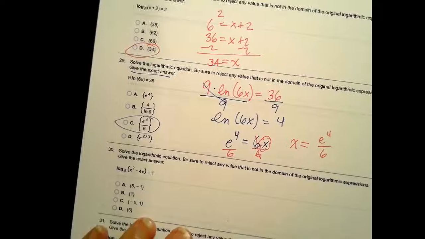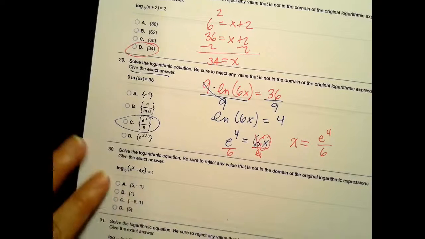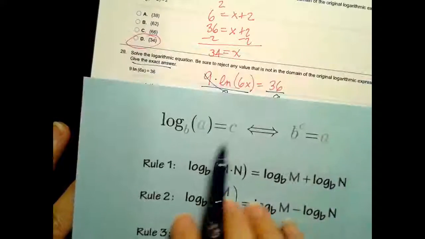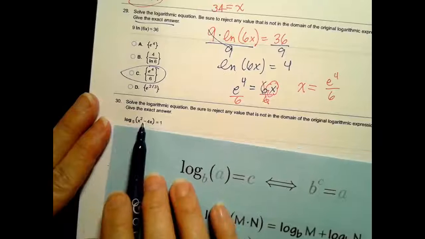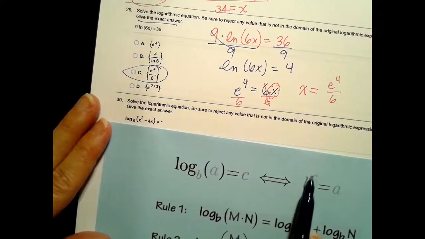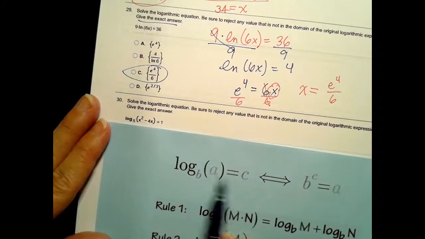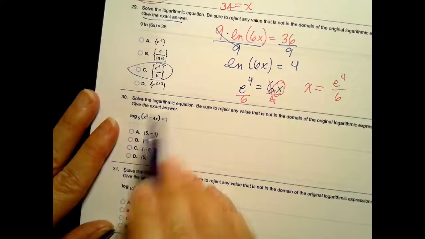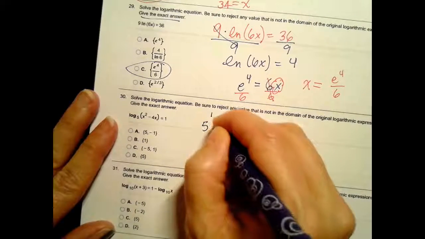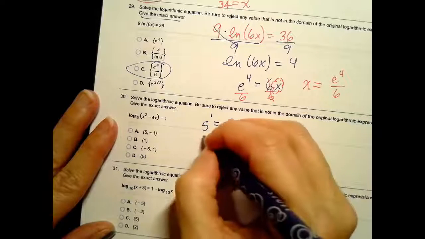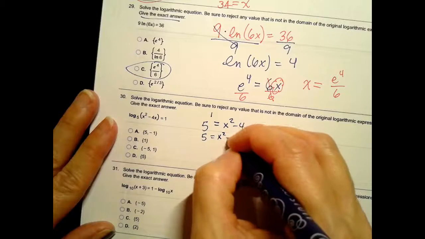For our next one, we're just going to use that same property that we've been using, because we have a log with a base of something equal to a number. So we know that b to the c is equal to a. So 5 to the 1st is equal to x squared minus 4x, which says 5 equals x squared minus 4x.